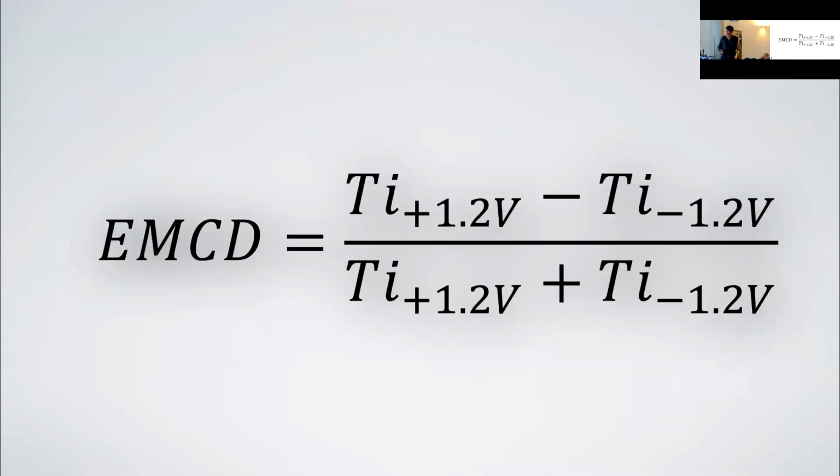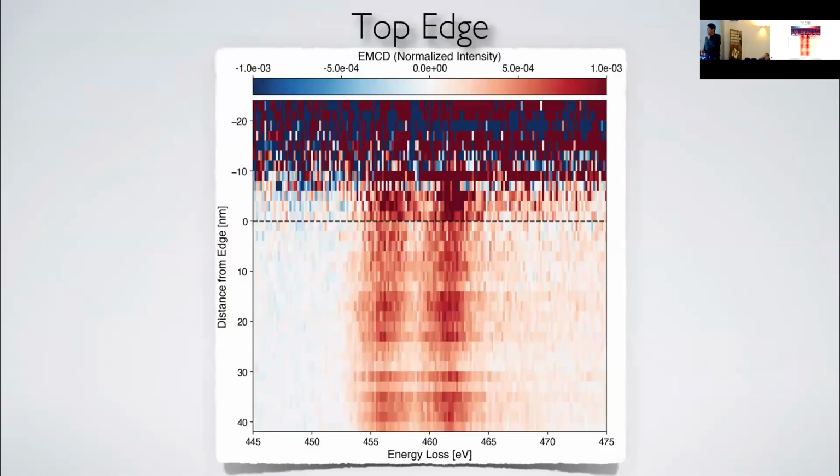So like this. This is the spectra from the top edge. So you have a magnetic signal, our EMCD signal, that looks 10 to the minus 3. You can see the distance from the edge, this was calculated from the second derivative of the intensity in order to see the inflection point of the material.